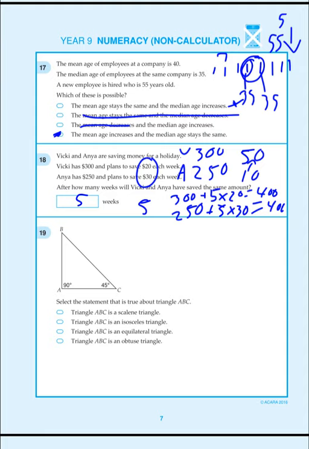And question 19. What is this kind of triangle? Well, it's got to be 180 in total. And if it's 45, 90, that means the other one's got to be 45. All we're doing is if we add these two together, gets us 135. 180 minus 135 equals 45.